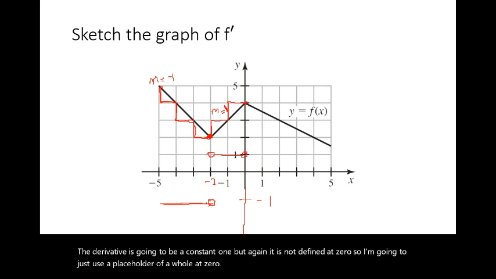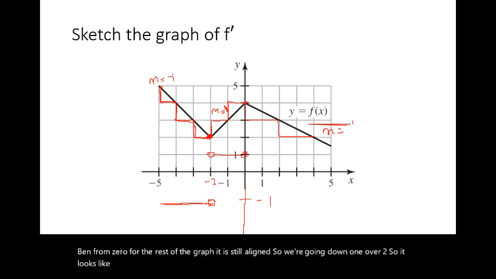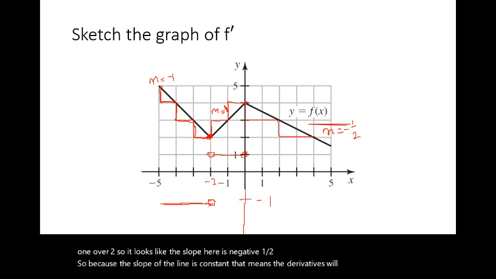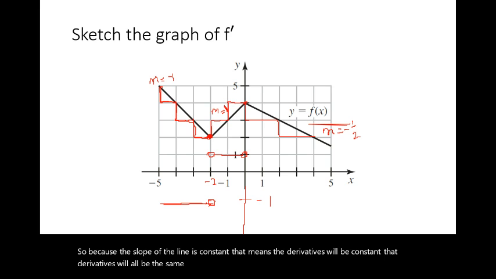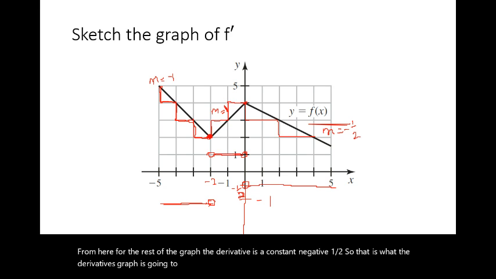Then from 0 for the rest of the graph, it is still a line, so we are going down 1 over 2. It looks like the slope here is -1/2. Because the slope of the line is constant, the derivatives will all be the same, -1/2. So from here, for the rest of the graph, the derivative is a constant -1/2. That is what the derivative's graph is going to look like. It is going to be these 3 horizontal line segments with holes there, there, there, and there.